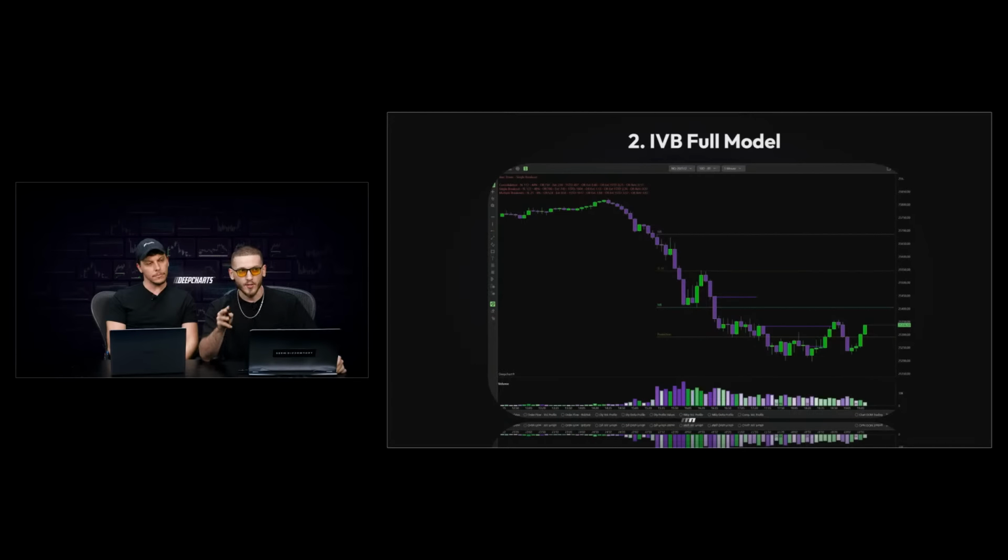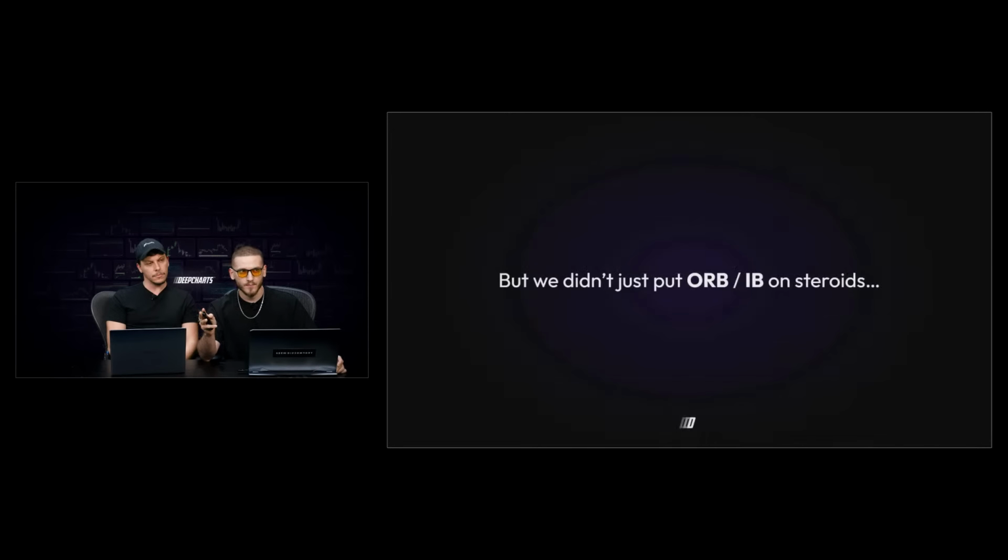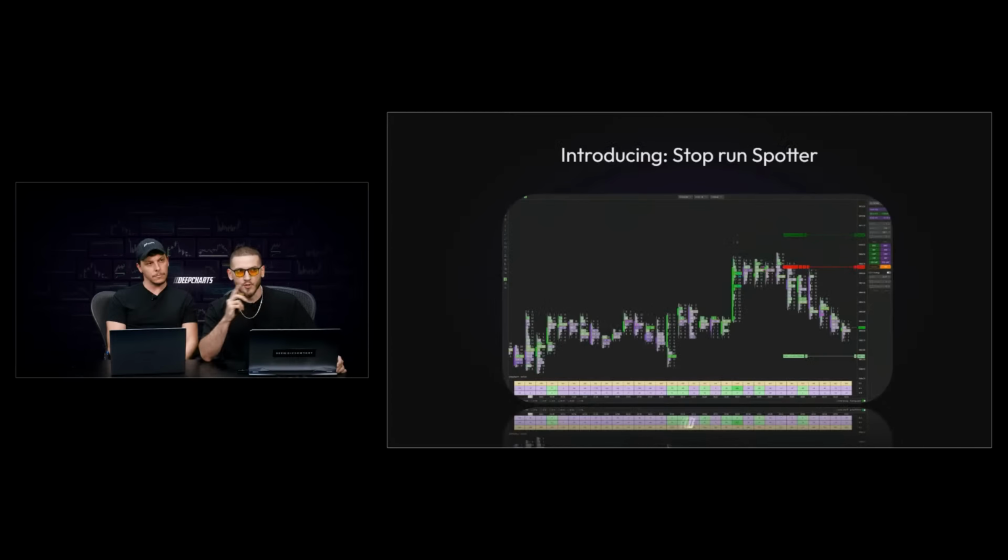That's also included, and you're not going to find it anywhere else. But we didn't just put the ORB or the IB on steroids. Introducing another indicator you're not going to find anywhere else, which is the stop run spotter. The real stop run spotter.